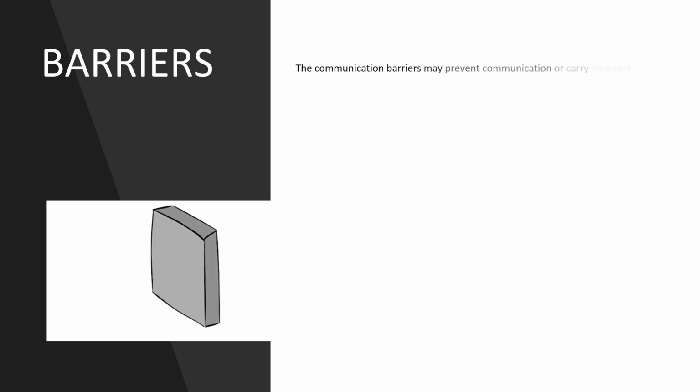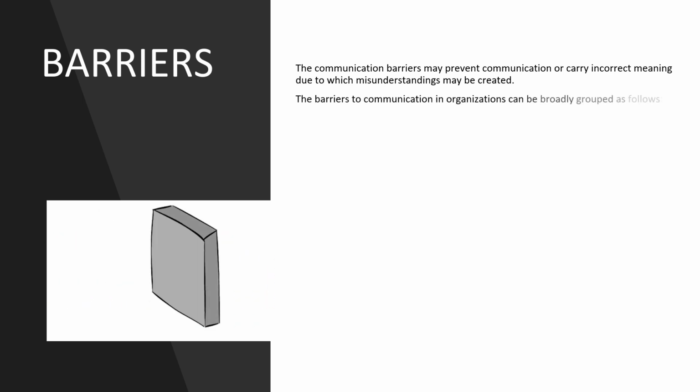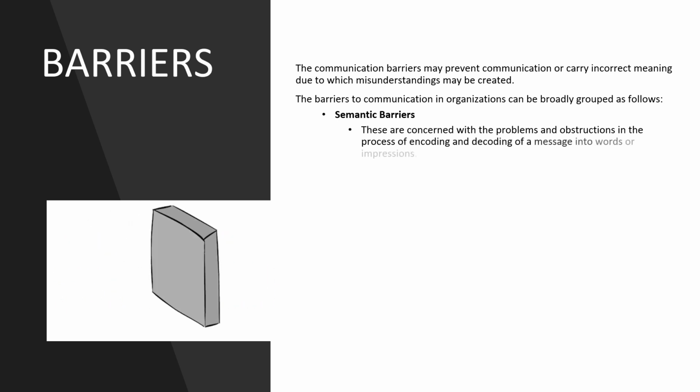Now let us talk about the barriers to communication. The communication barriers may prevent communication or carry incorrect meaning, due to which misunderstandings may be created. The barriers to communication in an organization can be broadly grouped as semantic barriers. These are concerned with the problems and obstructions in the process of encoding and decoding of a message into words or impressions. The next one is psychological barriers.